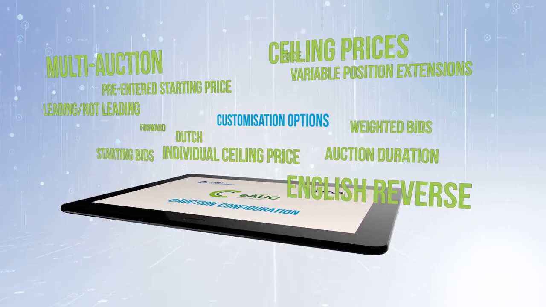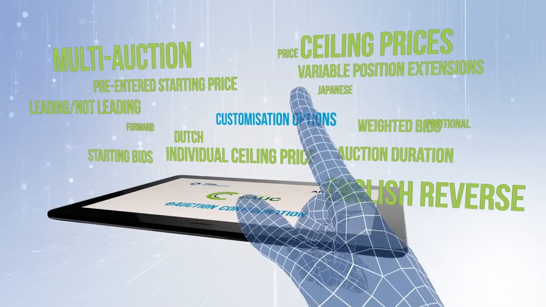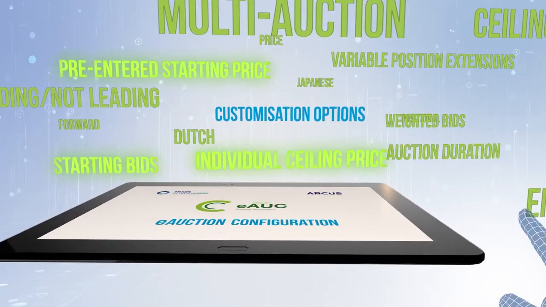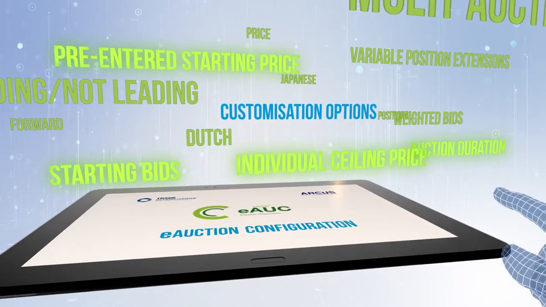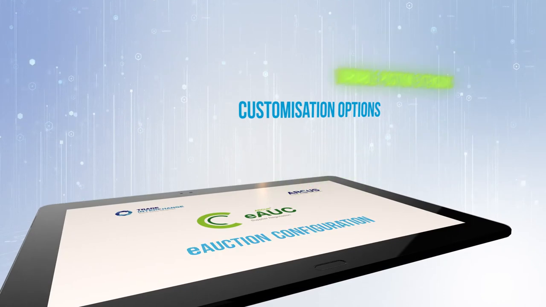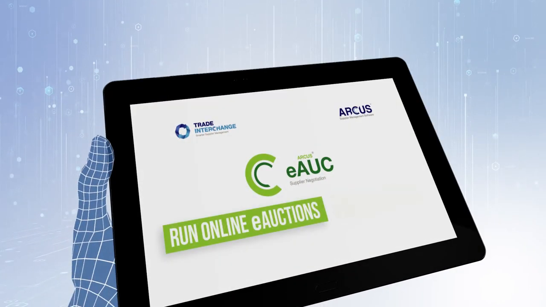The buyer has the option to choose from a variety of eAuction types to employ across any category. Additionally, the buyer can configure the eAuction software further, using a variety of different parameters and customization options, enabling the buyer to plan and deploy an eAuction which specifically adheres to their requirements.